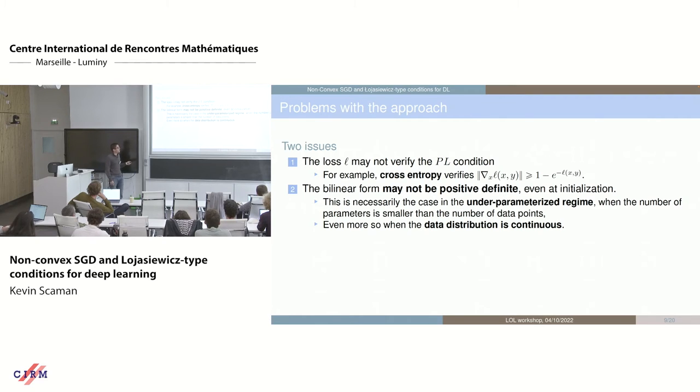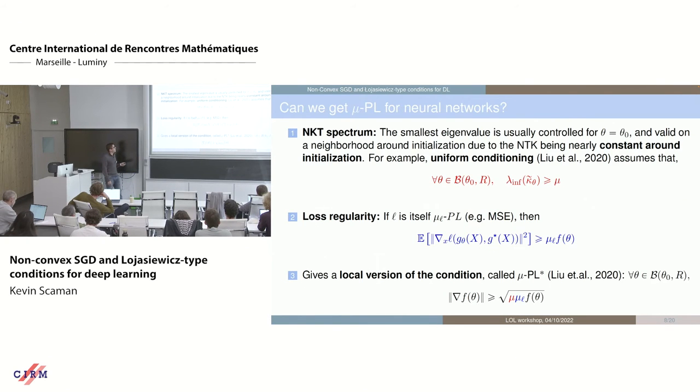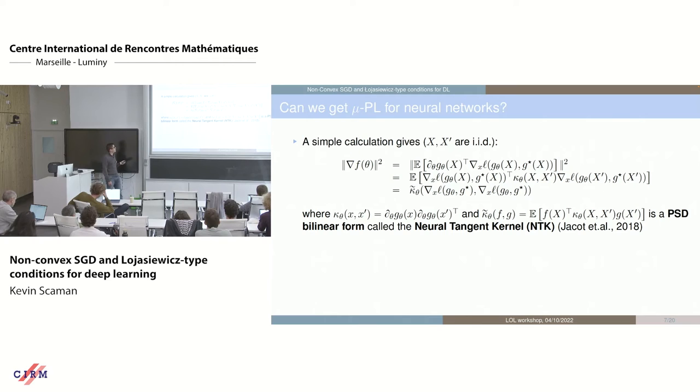It's also a Łojasiewicz condition, but there is no dependency. I mean, the dependency is not in square root, okay? So how do you deal with this type of Łojasiewicz condition? And the second issue, which is maybe more important, is that this bilinear form, the kappa tilde, may not be positive definite even at initialization.